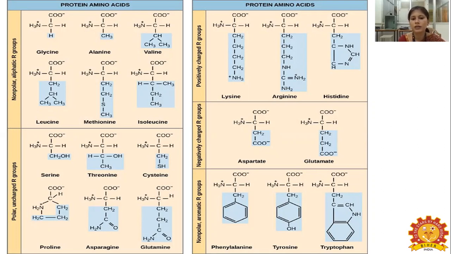And the last group is the non-polar aromatic R groups. In this, there will be phenylalanine, tyrosine, and tryptophan. Among these, tyrosine is also called a hydroxyl amino acid because it has an OH group on its benzene ring.